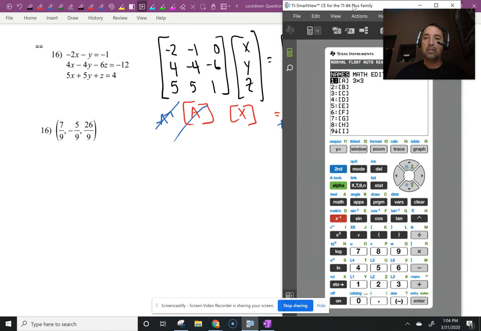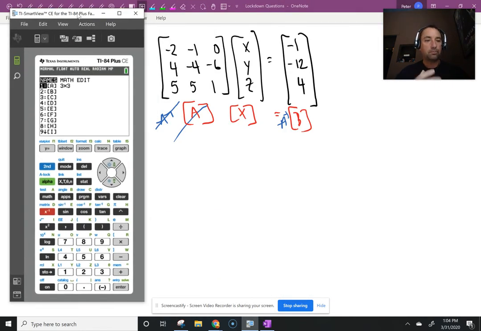I'm going to grab my calculator and type it in. You know how to get there, right? You go second matrix and then go over to edit and pick matrix 1. So you hit a 1 and you type in a 3 by 3 and you put in matrix A. Then make sure you quit second matrix, quit out of there. And then go back second matrix and go over to edit and pick number 2 this time. It is a 3 by 1. Notice it draws it on there. And then put in your numbers, -1, enter, -12, enter, and 4, enter.